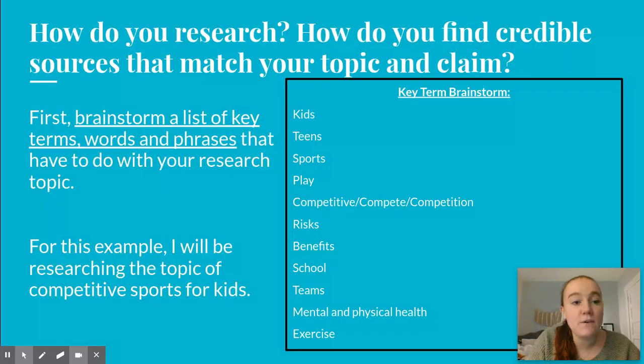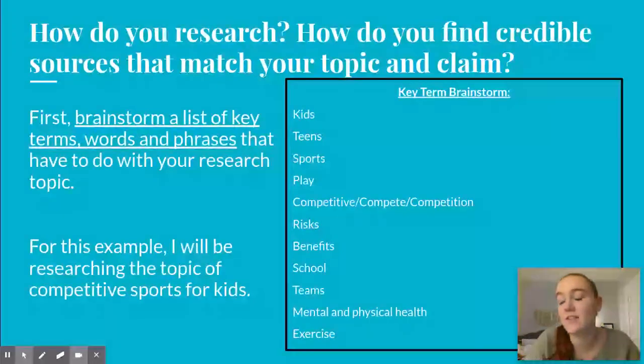Okay. So the very first thing I'm going to show you is how do you research? What do you type into the Google search bar? This is what I do, and it's worked very well, and I've written many research papers in my day, so this is what I always do. The very first thing I do is I brainstorm a list of key terms, words, and phrases that have to do with my research topic.